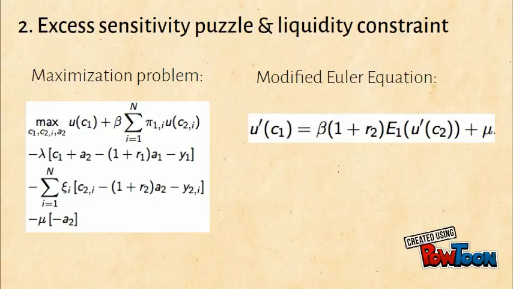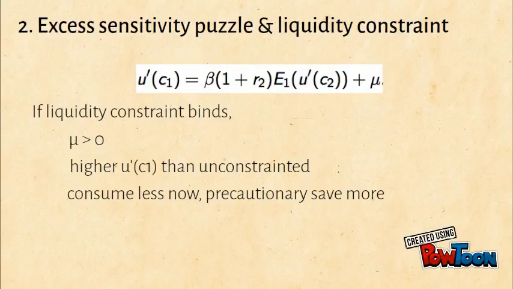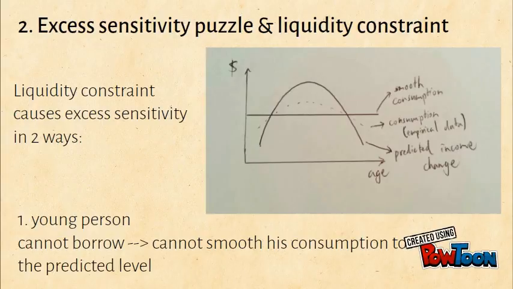A new term, mu, is added compared with the original Euler equation. If the liquidity constraint binds, mu is greater than 0. The marginal utility of C1 will be higher than the original. And as we assumed that the utility curve of consumption is strictly concave, it is implied that the current consumption level is decreased. The household will save more for consumption in the future. Liquidity constraint is the cause of the excess sensitivity puzzle.